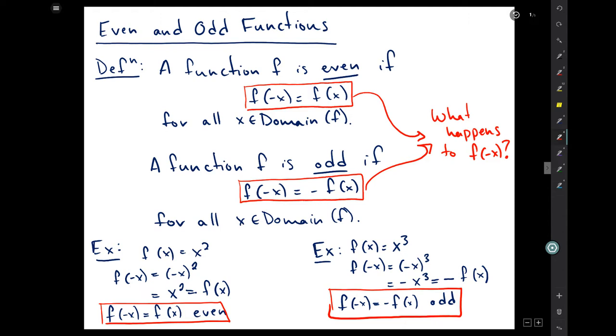These two types of functions are where even and odd functions got their name. You can see the first example, we have an even power and we have an even function, and in the second example we have an odd power and we have an odd function. That's not true in general, so I'm going to show you some more examples so that you are careful with these definitions. Even and odd functions do not have the same properties that even and odd numbers do.